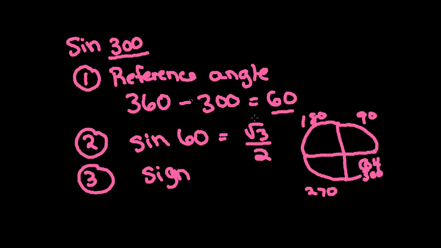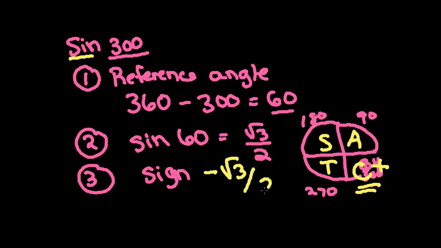And if I write out my all students take calculus, I know that the cosine is what's positive in that quadrant. And I have the sine, not the cosine. So therefore, I have to make this a negative since I have the sine. And so my answer is negative square root 3 over 2.